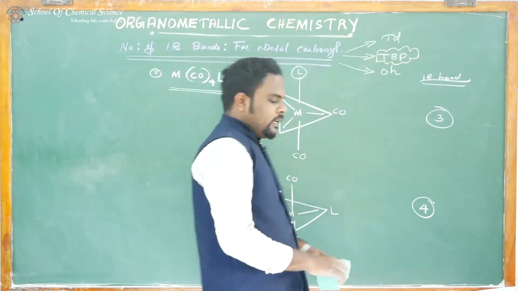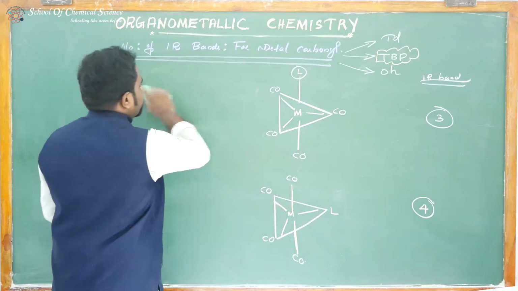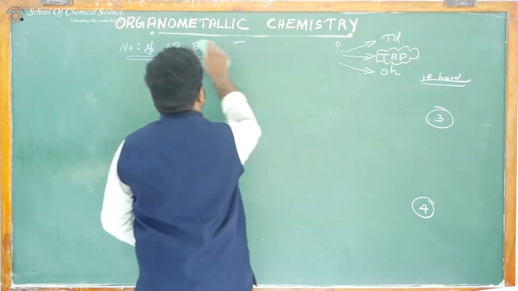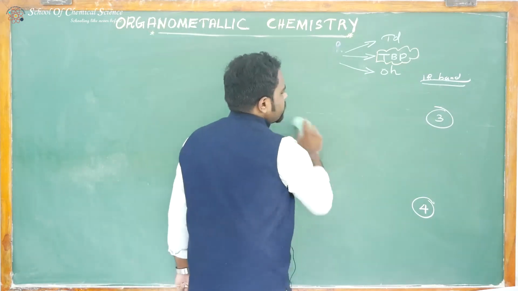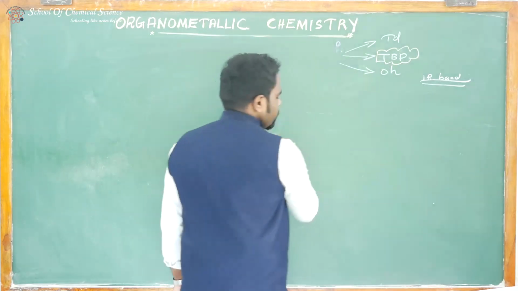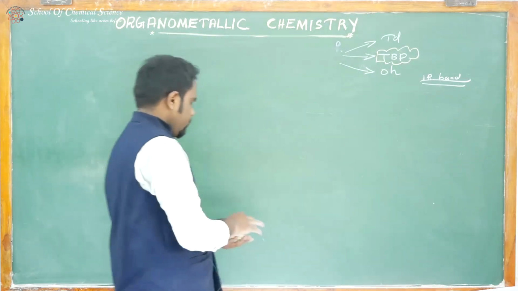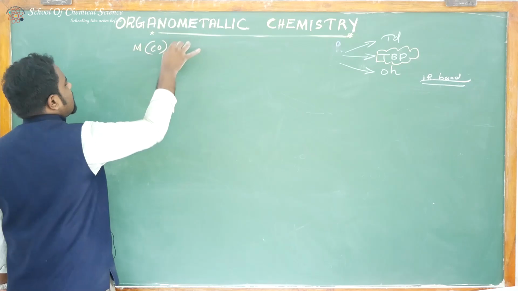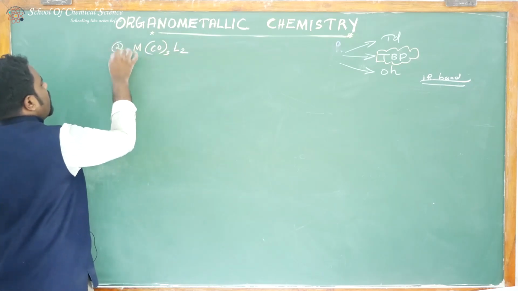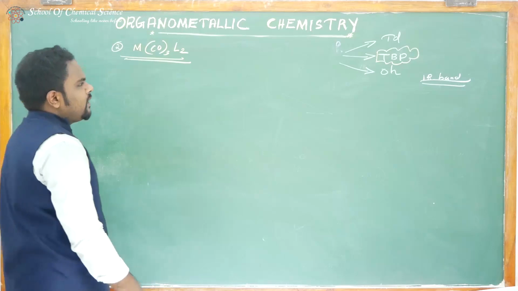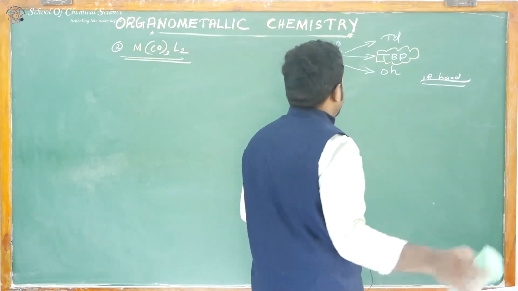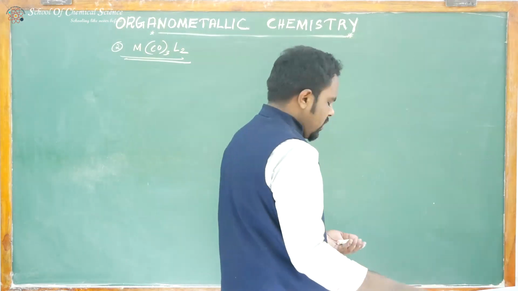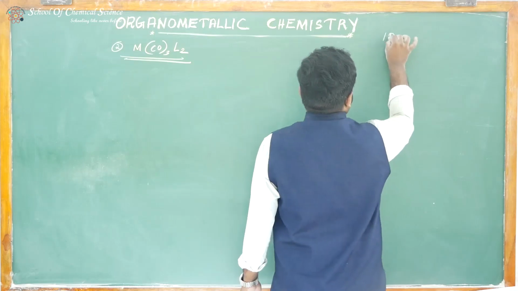Okay. Then next one, the third one: MCO3L2. 2 carbon monoxides replaced by 2 other ligands. What are the possible geometries? 2 other ligands are there. Sketch the possible geometries.